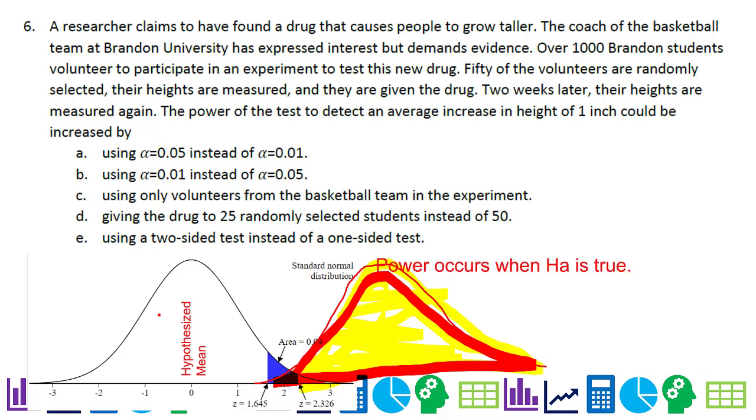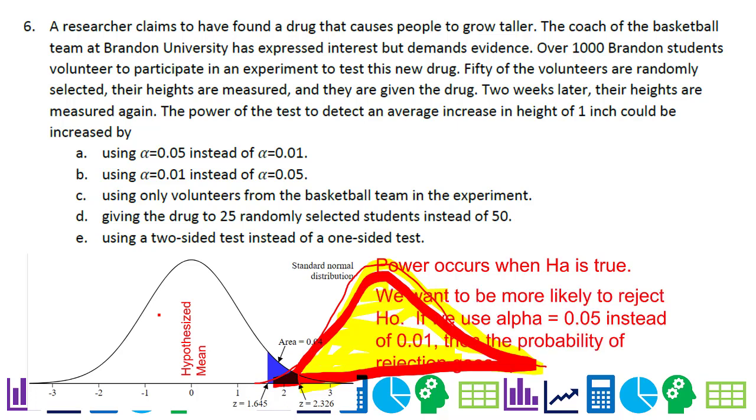it will help us. Again, remember, power occurs when HA is true. We want to be more likely to reject H naught. If we use alpha as 0.05 instead of 0.01, then the probability of rejection goes up. Sorry, you can't see that because of my highlighters there. So our answer is A.